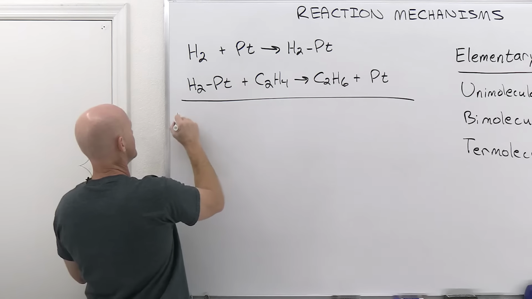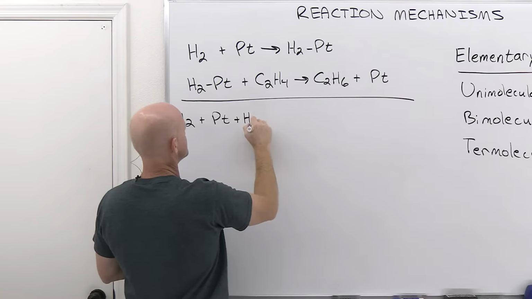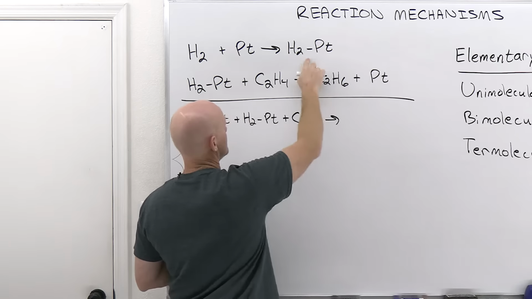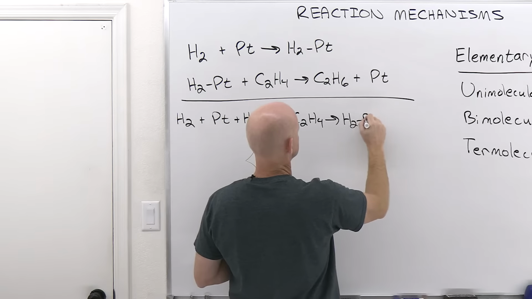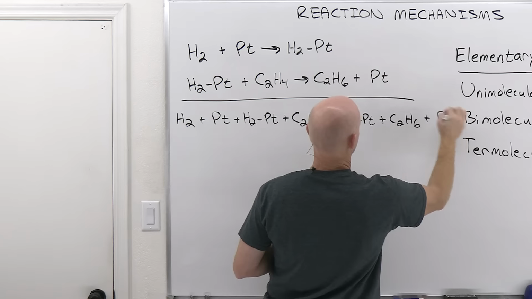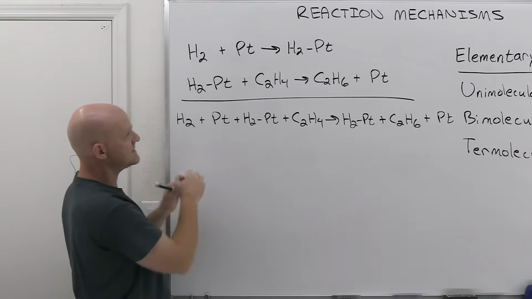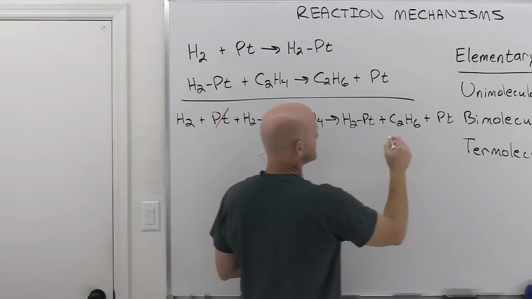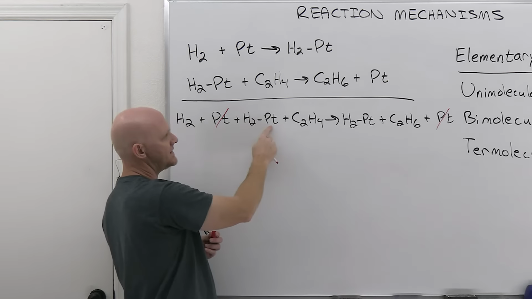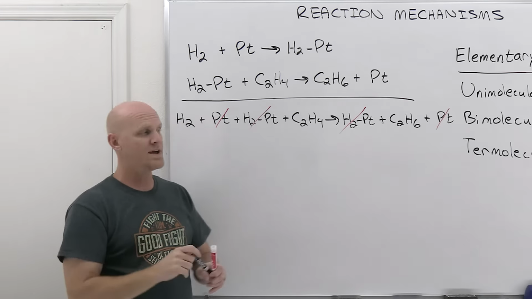So in this case, we're going to have H2 plus Pt plus H2Pt plus C2H4 goes to H2Pt plus C2H6, and then finally plus Pt. And if we look across both sides, we see that first, Pt, just plain old Pt by itself, shows up on both sides. And then we've got this H2Pt complex here, this hydrogen platinum complex, that's also showing up on both sides. And so the overall reaction is now what we have left.